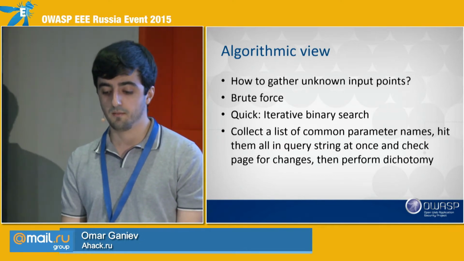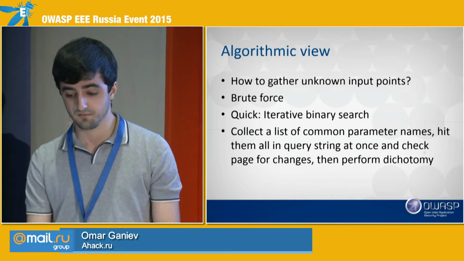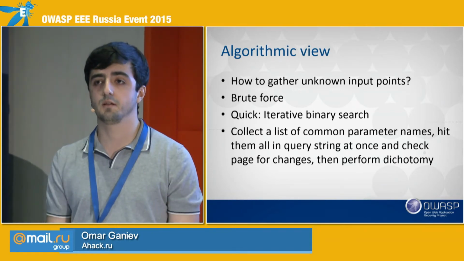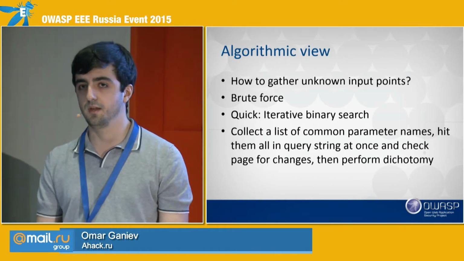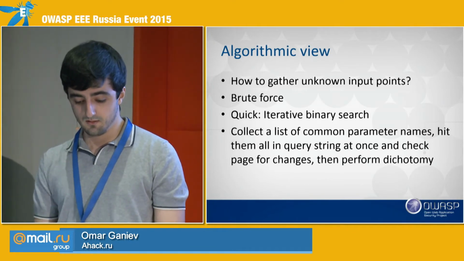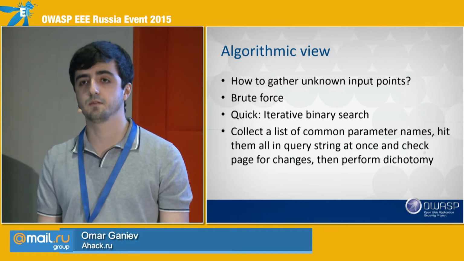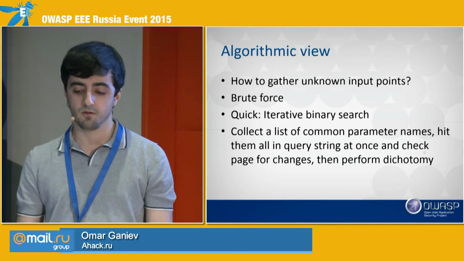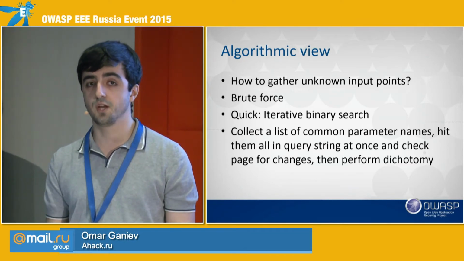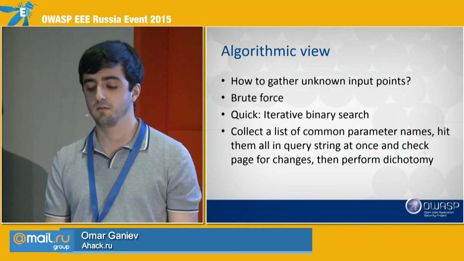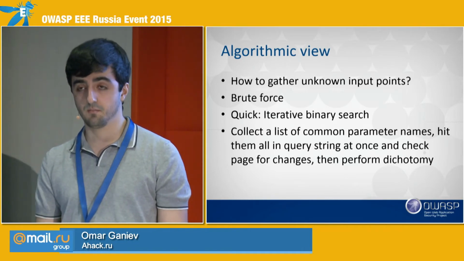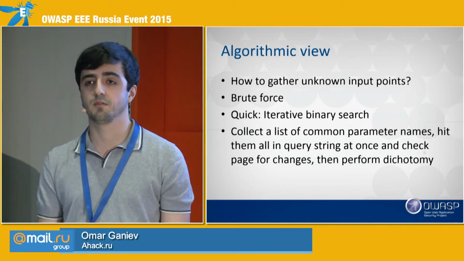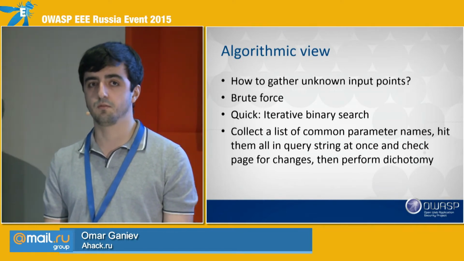Then you can find it anyway by iterative binary search. So what is it? You take a big list of common parameter names collected from different CMSs, different engines, for example, page, ID, etc. And you construct a big query string of these parameters. For example, ID equals 1 and ampersand, page equals 1 and etc. You plug it into the query string, you request this page and see if it changed. If it changed, then probably there is some parameter within this bunch which influences the page in one way or another. You split the set into two subsets, plug each of them separately and see if something changes. You iterate like this and get parameters that influence the page.